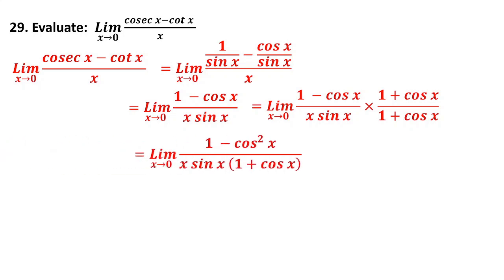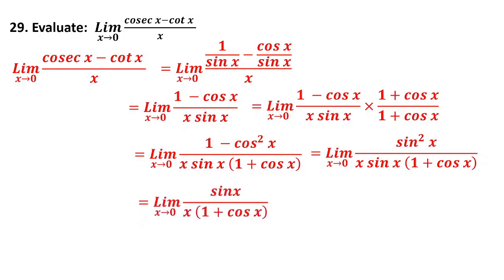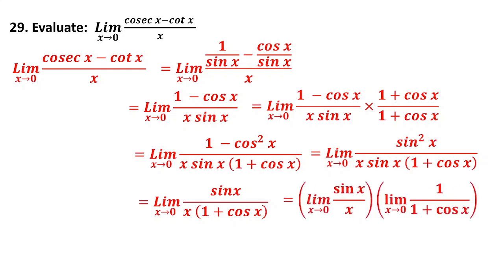Numerator becomes 1 minus cos square x, which is sin square x. Sin will get cancelled. Therefore, it is sin x by x into 1 plus cos x. Now, we can divide it into two limits. First limit, x goes to 0, sin x by x. Second limit, x goes to 0, 1 upon 1 plus cos x. First is a standard limit. Second one, 1 plus cos 0 is 1 plus 1. Therefore, the answer is 1 by 2.